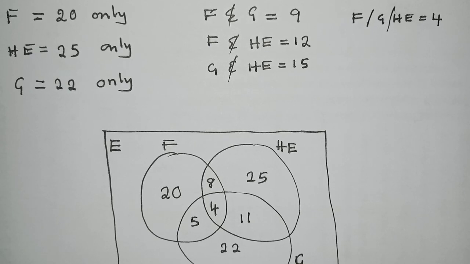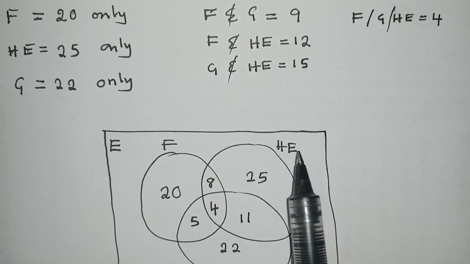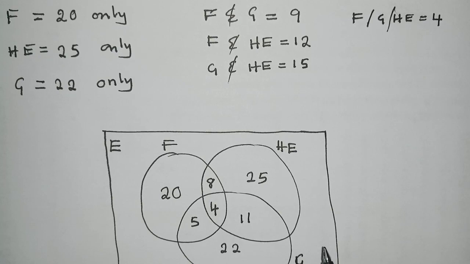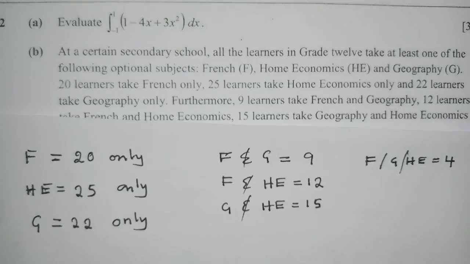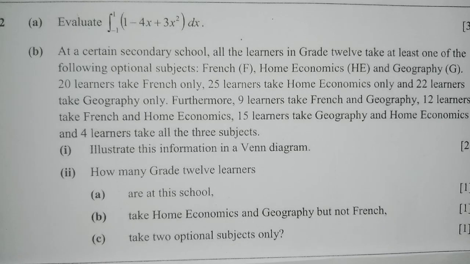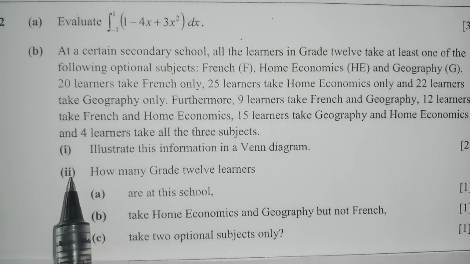Okay, no student did nothing. All the students did at least one subject. If there was a student who did not do any of these subjects, we would have written the number outside the circles or outside the sets. So we go to the next question. We have answered 1. We go to 2.